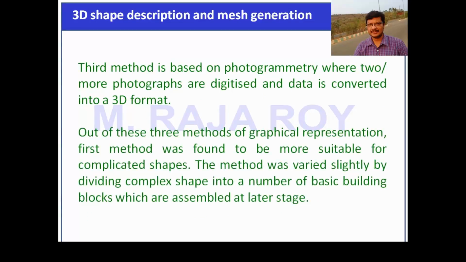The third method is based on photogrammetry, where 2 or more photographs are digitized and the data is converted into a 3D format. Out of these 3 methods of graphical representation, the first method was found to be more suitable for complicated shapes. The method was varied slightly by dividing a complex shape into a number of basic building blocks which are assembled at a later stage.